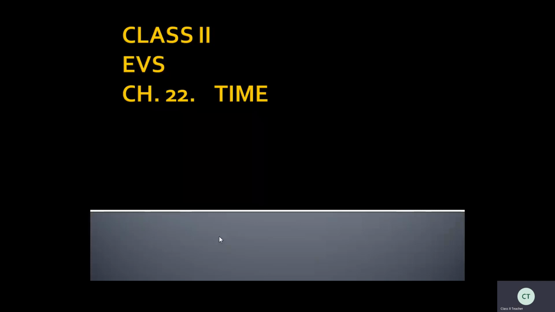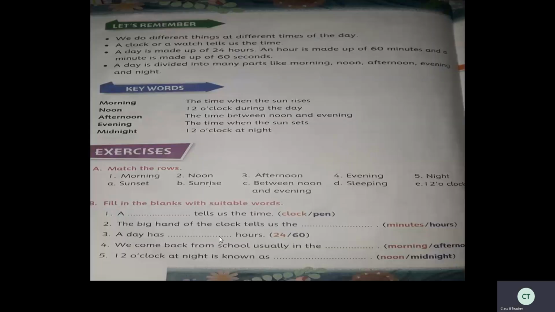Today we are going to learn about just remember and all the activities or exercises. Page number 114. Let's remember, we do different things at different times of the day. So in a day, we do different activities. It won't be the same all the time, isn't it? A clock or a watch tells us the time. So we use a clock or watch to see the time.